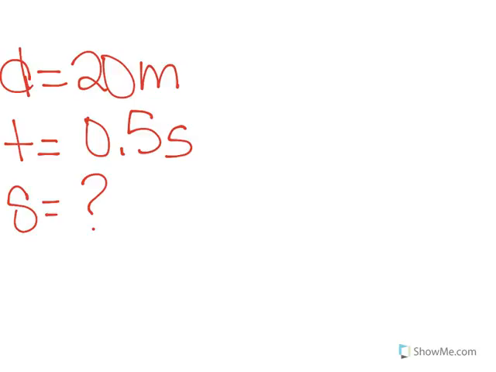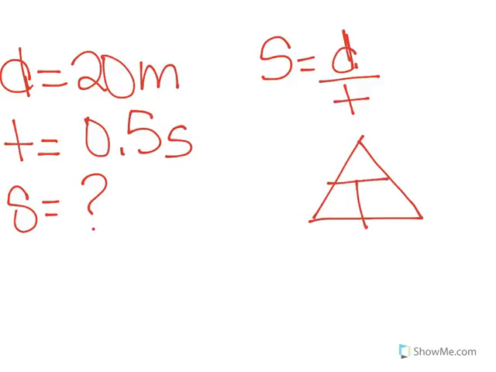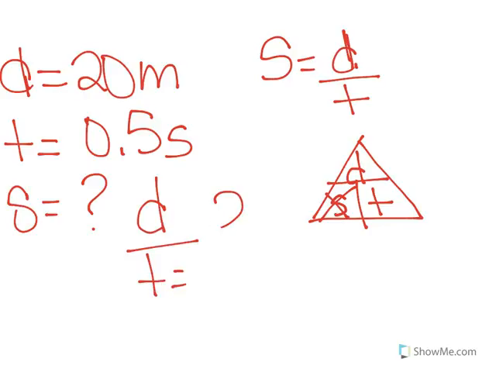Now, I know that speed equals distance over time. And when I draw my triangle, I know that distance is on top, speed and time are on the bottom of my triangle. I'm looking for speed, so I'm left with D over T. Well, D over T in my equation is going to be 20 over 0.5.